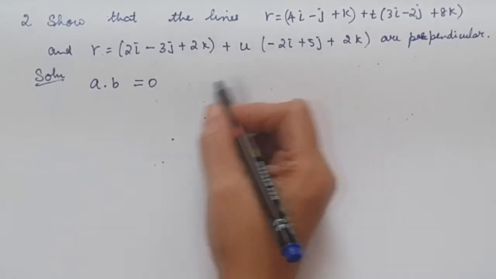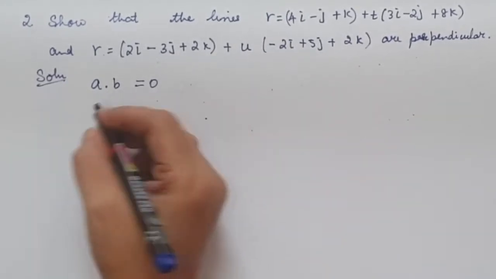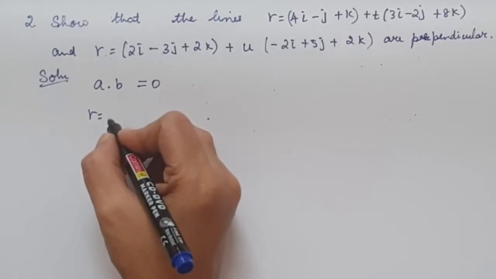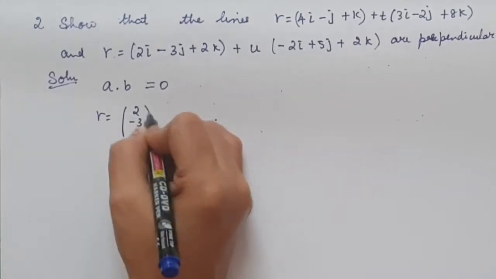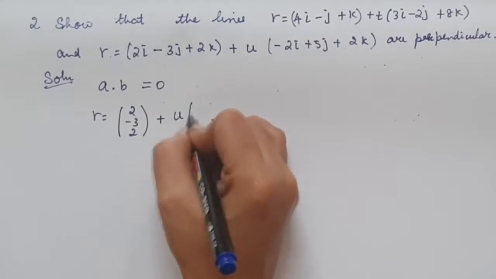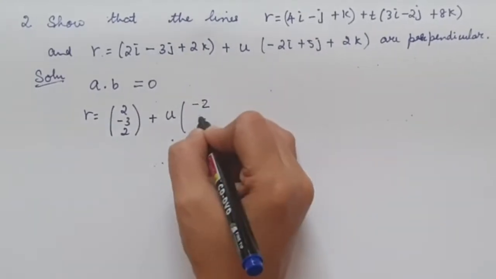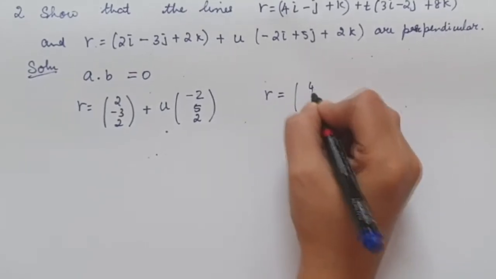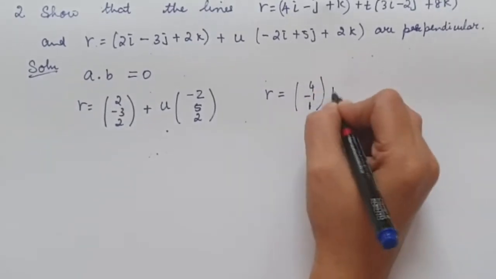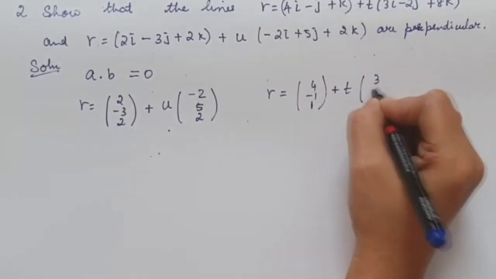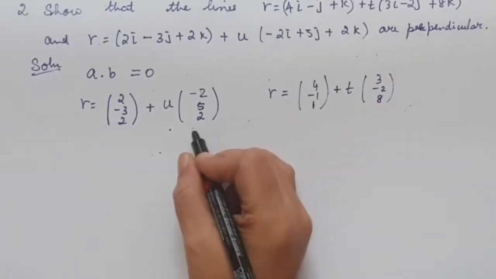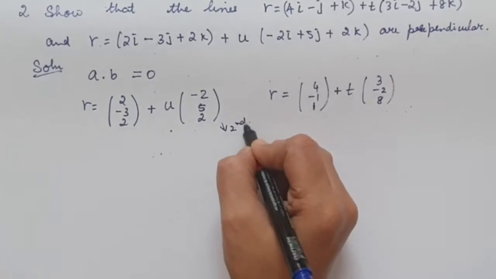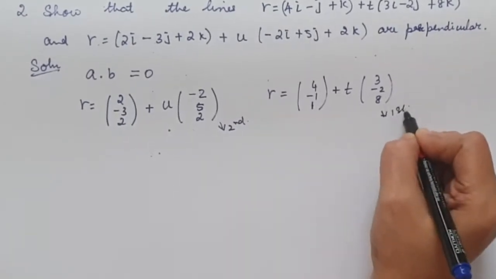Now first let us write the equation of the line in the column format. So when we write it in the column format, we get (2, -3, 2) plus u into (-2, 5, 2). I'm writing the second line first, and our first line is (4, -1, 1) plus t into (3, -2, 8). This is the equation of the second line and this is the first line. I interchanged them when writing.